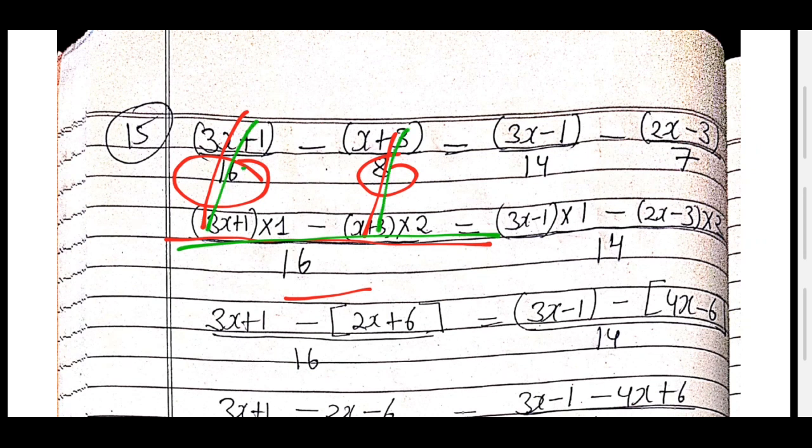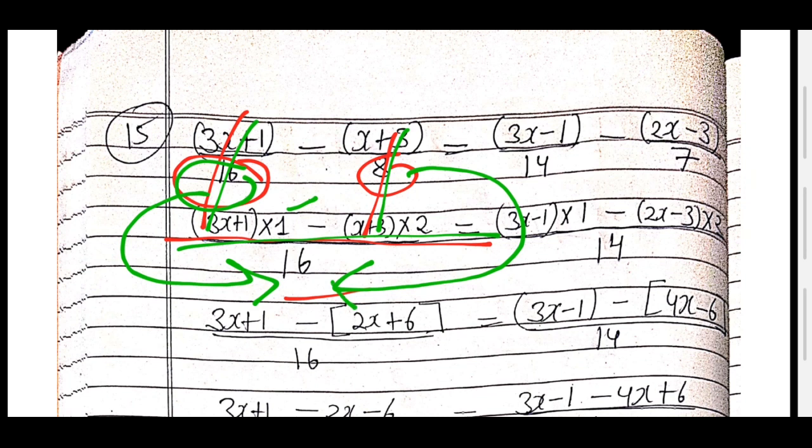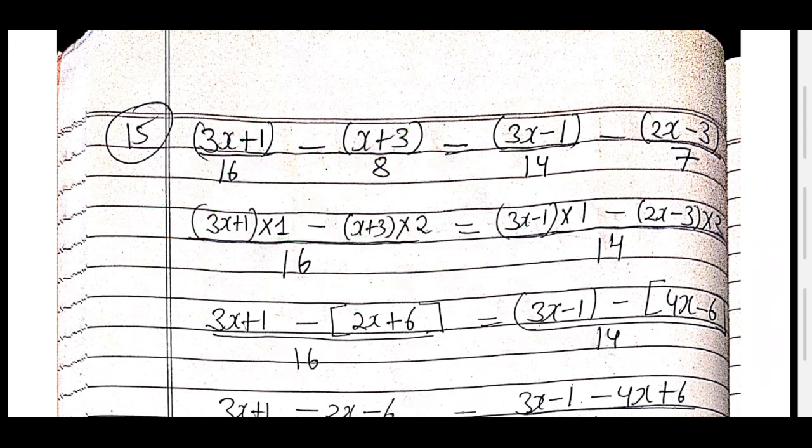Now just check in the table of 16 how many times the LCM will come. Only one time. Just write here 1. In the table of 8 how many times will the LCM come? 2 times. So multiply by 2. Again I am telling, just write the same. Just write the same.